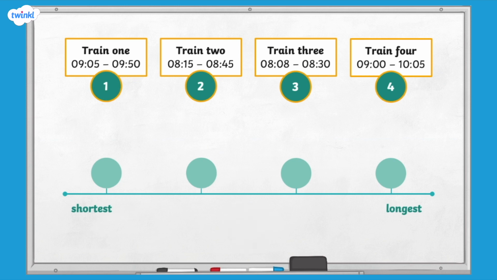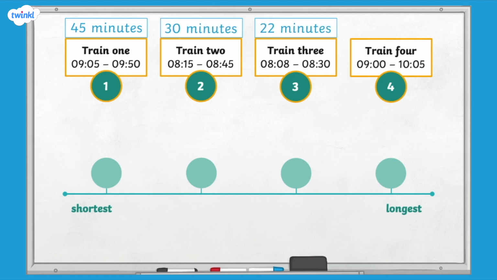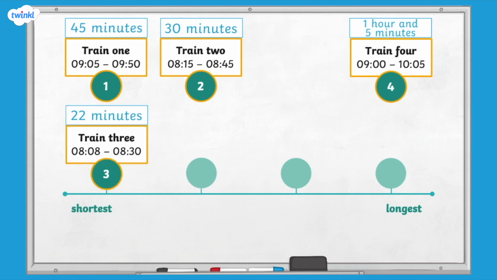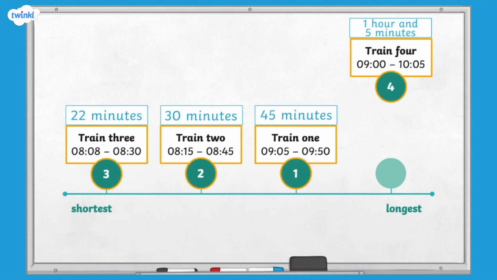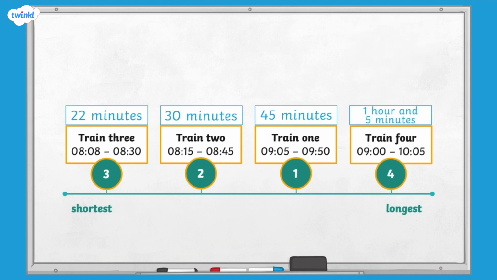Have you finished? Perfect. Train 1's journey is 45 minutes. Train 2's journey is 30 minutes. Train 3's journey is 22 minutes. Train 4's journey is 1 hour and 5 minutes. This means that Train 3 has the shortest journey, followed by Train 2, then Train 1, and finally Train 4.